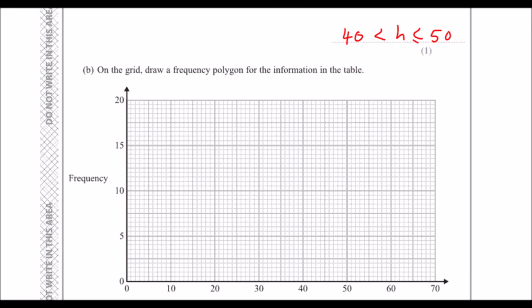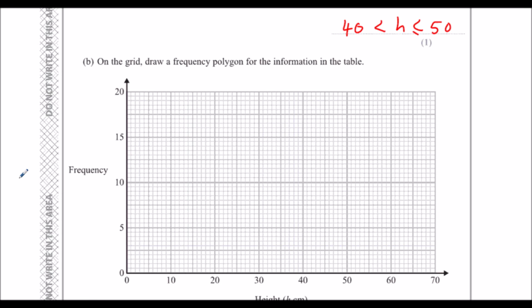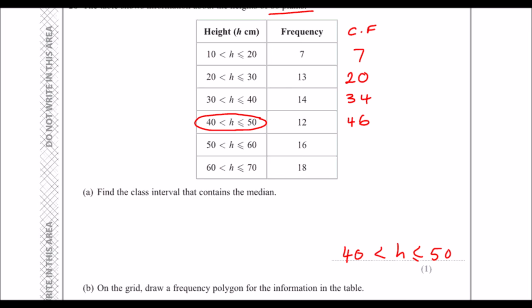Part B says on the grid, draw a frequency polygon for the information on the table. So in a frequency polygon, we plot the midpoint against the frequency. Halfway between 10 and 20, the middle is 15. Halfway between 20 and 30 is 25. Between 30 and 40 is 35. Between 40 and 50 is 45. Between 50 and 60 is 55. And between 60 and 70 is 65.